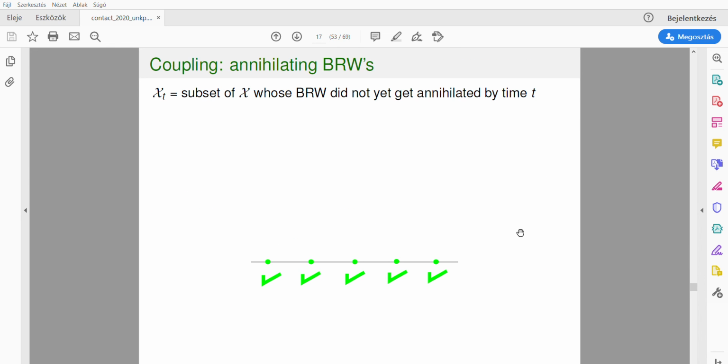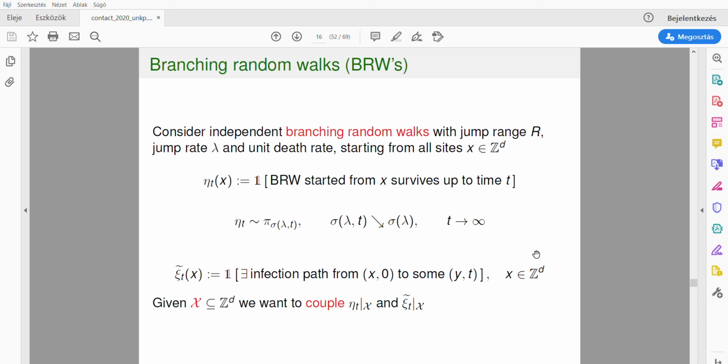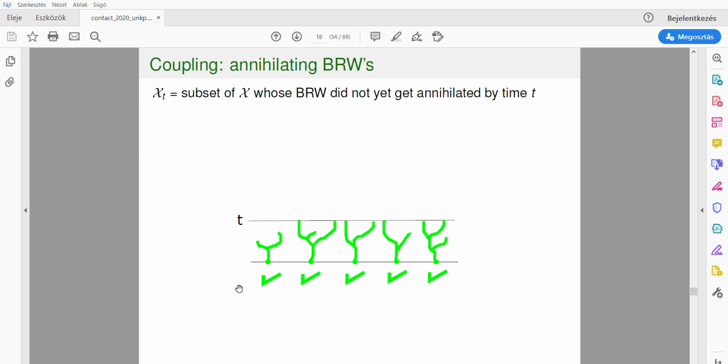So xt is going to be the subset of branching random walks that did not yet get annihilated by time t. And of course, at time 0, no annihilations occurred. Then let's say I run these branching random walks up to time t. These are the trajectories of these branching random walks. You might see some branching, you might see some deaths, and let's say at time t you did not see any collisions.